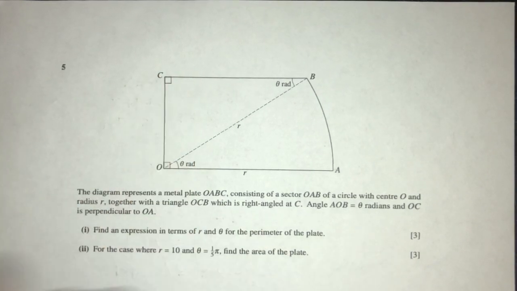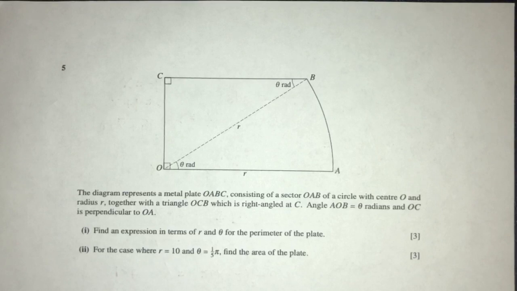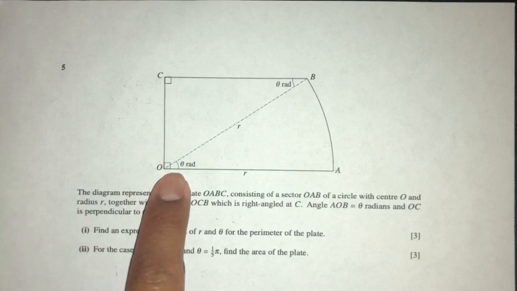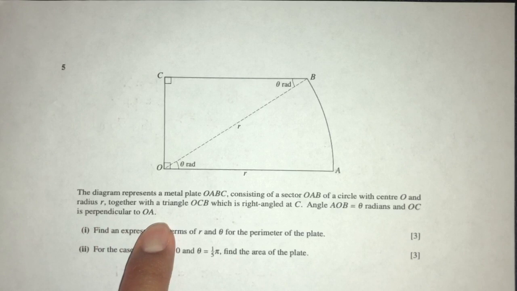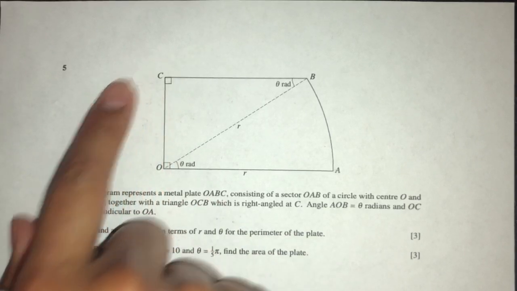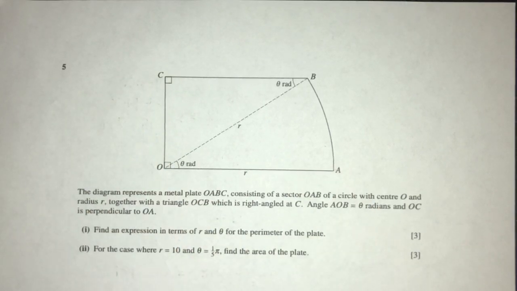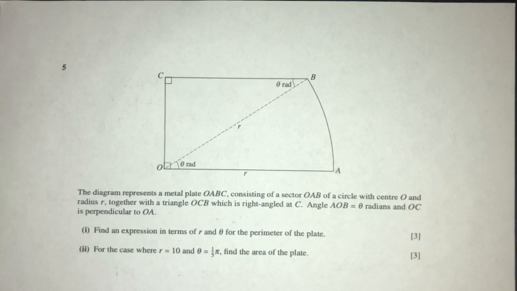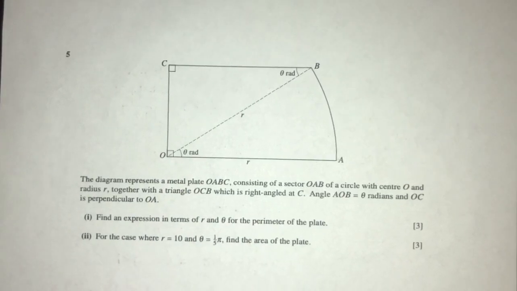Good to know right here. And the angle AOB is theta radians, and OC is perpendicular to OA. OC is at 90 degrees to OA, which means this has to be 90 minus theta. Anyways, let's move on. So part 1, we have to find an expression in terms of R and theta for the perimeter of the plate.